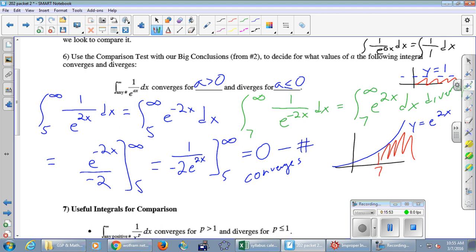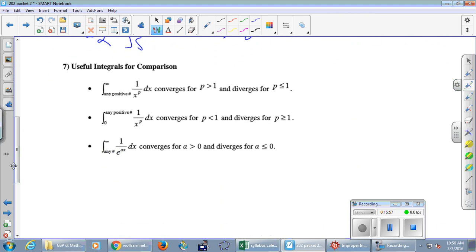All right. So we now have a large list of integrals that we're going to just say are easy, that we know whether they converge or diverge just by looking at them because we've made all of these big conclusions. So here it is in summary. We're going to call these the useful integrals for comparison.